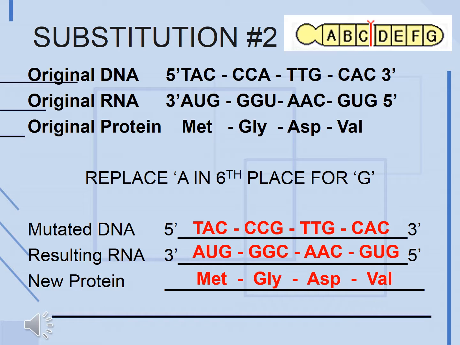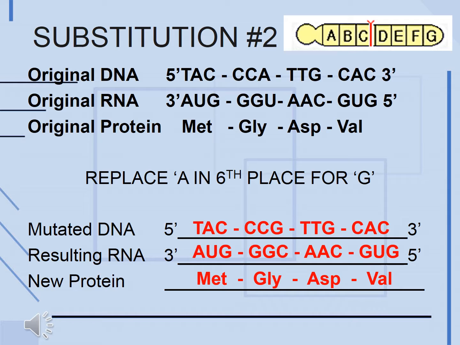the same amino acids, because guess what? TAC is still the same, CCA, TTG, CAC. Replacing the A with a G in the second, guess what? GGC and GGU give you the same glycine. So in this case, because there are 64 different combinations of these nucleotides, and because there are only 20 amino acids, there's a lot of repeating of the combinations. So in other words, GGU and GGC give you glycine.